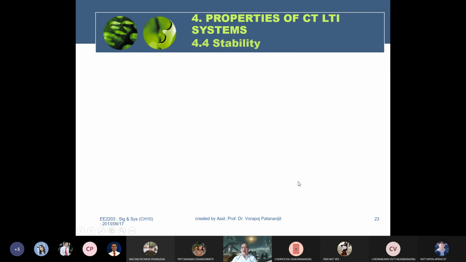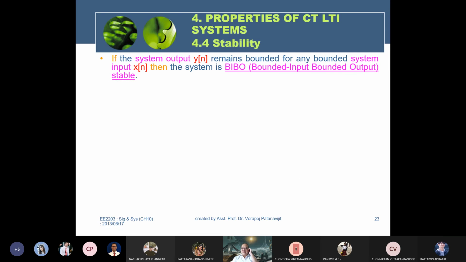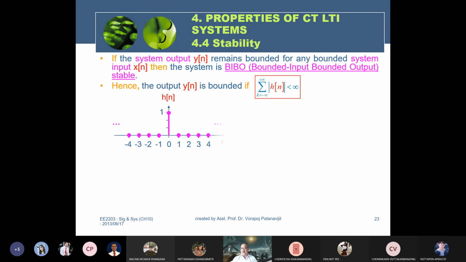Next one, and the last one, is stability. If the system output y[n] remains bounded for any bounded system input x[n], then the system is called BIBO stable, or bounded input, bounded output. Hence, the output y[n] is bounded if it satisfies the following equation. The equation is not too complicated. If you look at it closely, it's very simple. Take the absolute value. It means if the impulse is negative, make it positive. After that, you sum all the impulse values. If the sum is not infinity, it means it's stable.